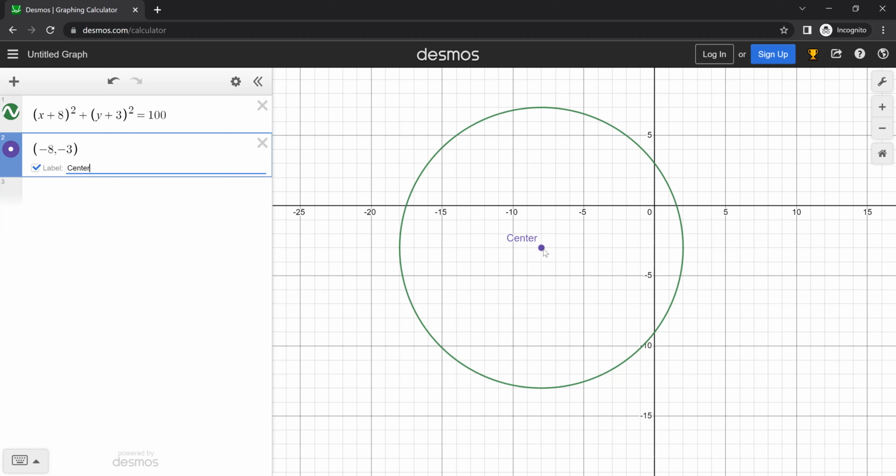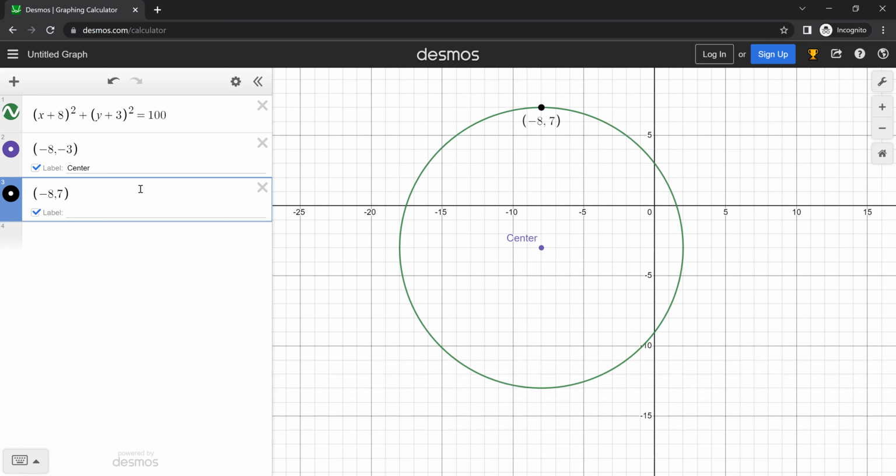Now we're going to go up 10. We're going to go up 10. All right, so if we go up 10, do you agree that that point is on the circle? Is that point on the circle? Yes. Okay. And all I did is go from the center. I went up 10.